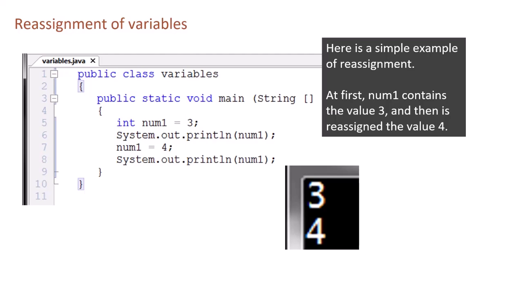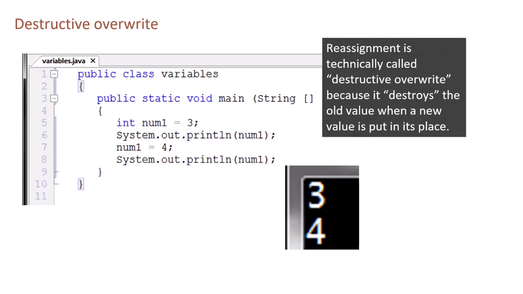Public class Variables, public static void main(String[] args). int num1 is assigned 3, System.out.println(num1). num1 is assigned 4, System.out.println(num1). At first, num1 contains the value 3, and then is reassigned the value 4. Reassignment is technically called destructive overwrite because it destroys the old value when a new value is put in its place.